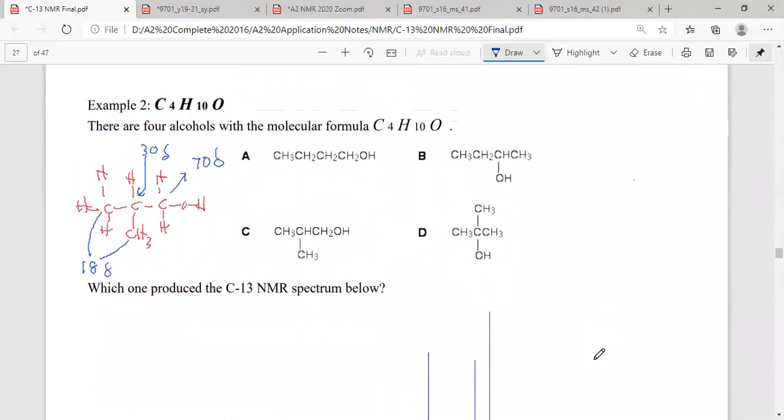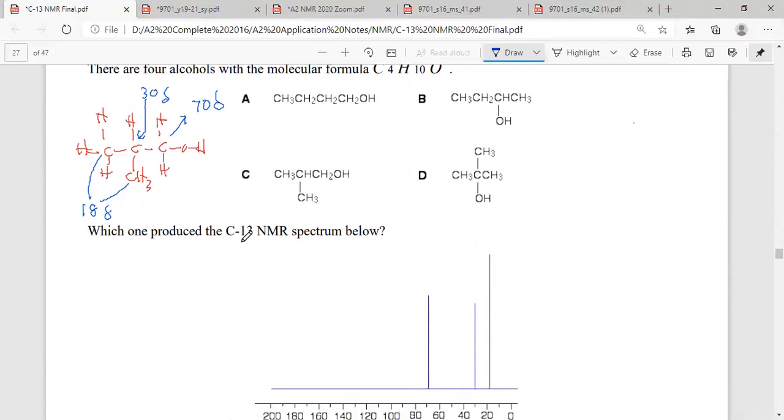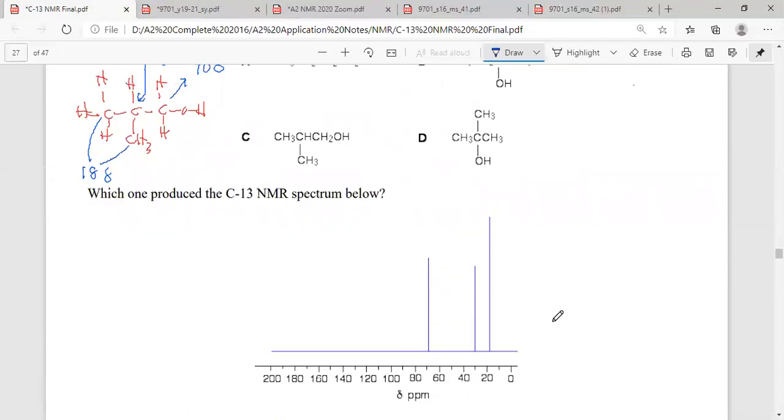Now here you got there are 4 alcohols. The molecular formula C4H10O. So 4 possible isomers here. And which one produced the carbon-13 NMR spectrum below? Now here you got how many peaks? 3, isn't it?